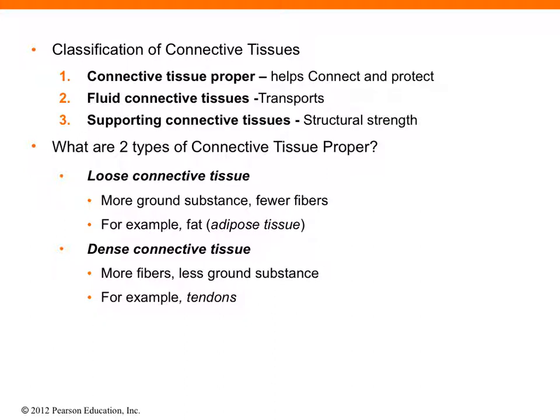There are three types of classification in connective tissue. There's connective tissue proper, that connects and protects. There's fluid connective tissue, that transports, and then there's supporting connective tissue, and that's structural strength. Let's talk about the connective tissue proper. There's loose connective tissue, and an example of that would be fat or adipose tissue. Dense connective tissue, on the other hand, has more fibers, and an example of that would be tendons.